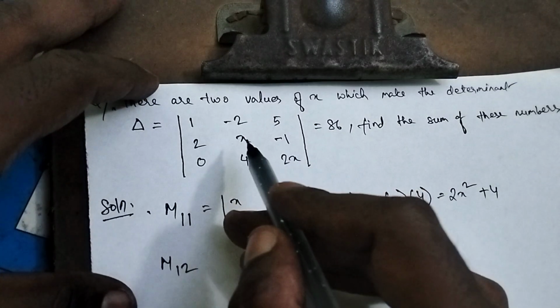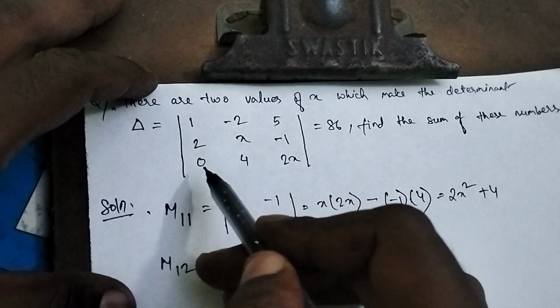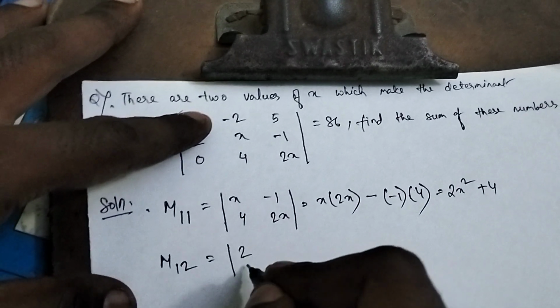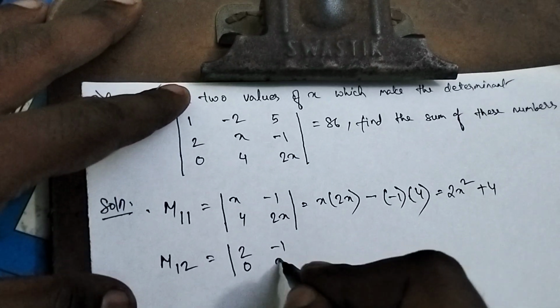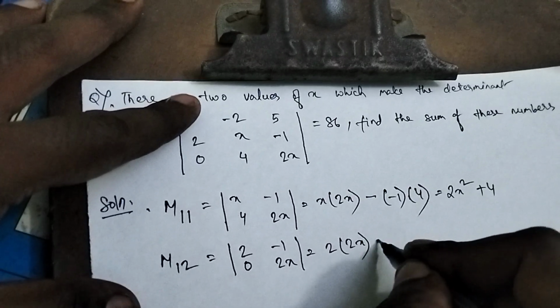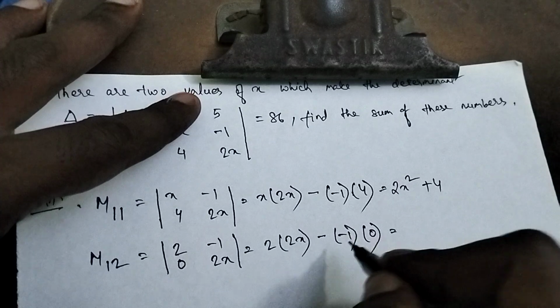Minor of row 1 column 2. This is the element of row 1 column 2. So it will be the determinant 2 0, minus 1 2x. So it will be 2 into 2x minus 1 into 0. So it will be 4x only.